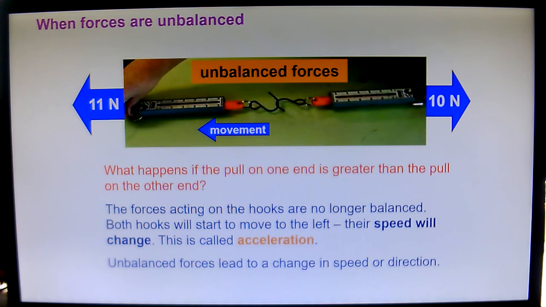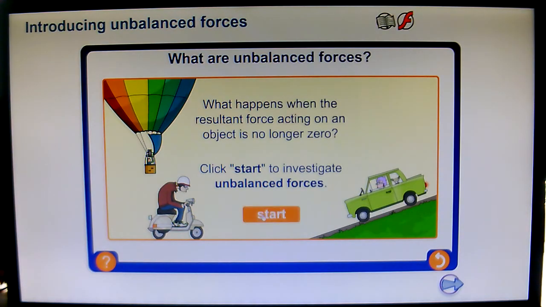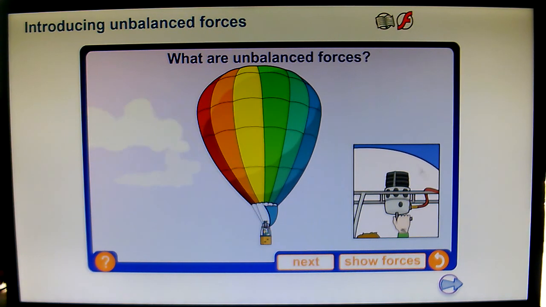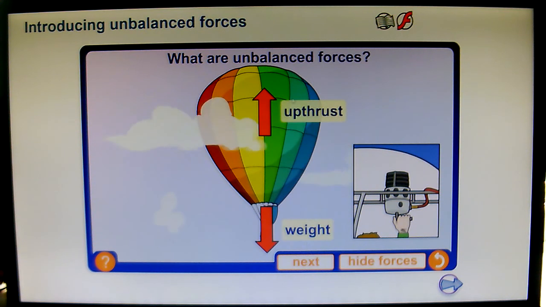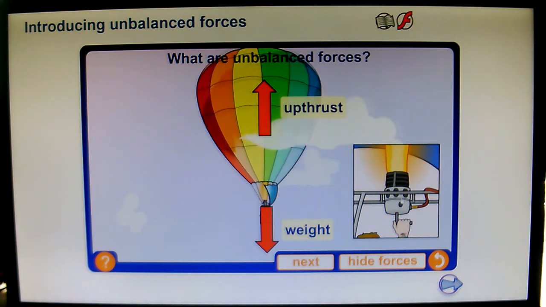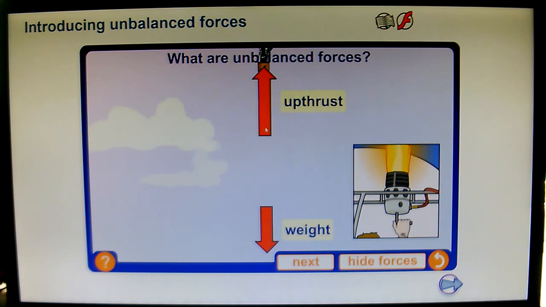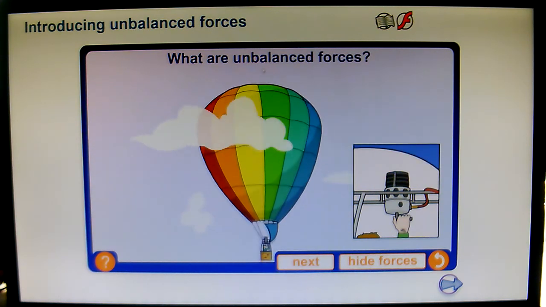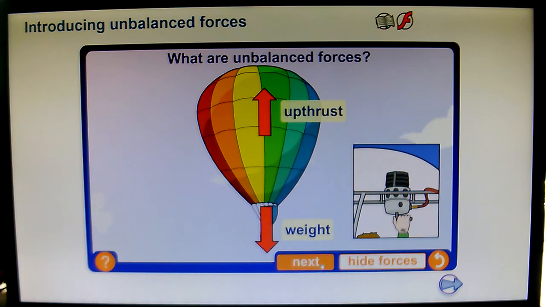So we've got another little animation which shows some unbalanced forces. In this case, I've got my man in the hot air balloon, and this is where he's going to let his burner burn for a little bit. At the moment, the upthrust and the weight are balanced. He's just pootling along because those 2 forces are balanced. If I increase the upthrust, this arrow has got bigger, then my hot air balloon has risen, so it's continued to rise, so it's actually moved.